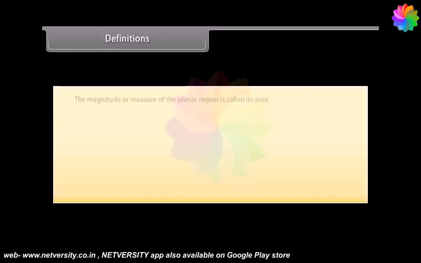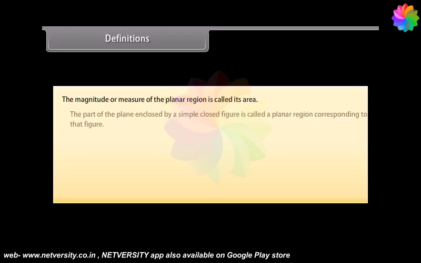Definitions. Students, the magnitude or measure of the planar region is called its area. And do you know what a planar region is? The part of the plane enclosed by a simple closed figure is called a planar region corresponding to that figure.